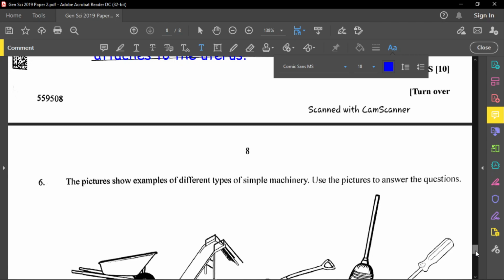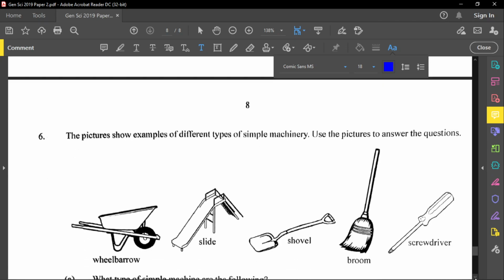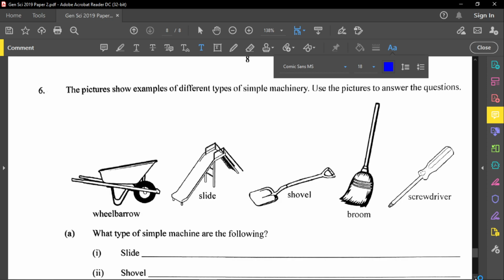So this is our 6th question, final question for the day. It said the pictures show examples of different types of simple machinery. Use the pictures to answer the questions. And so we have a wheelbarrow. And so the first question asks, what type of simple machine are the following?